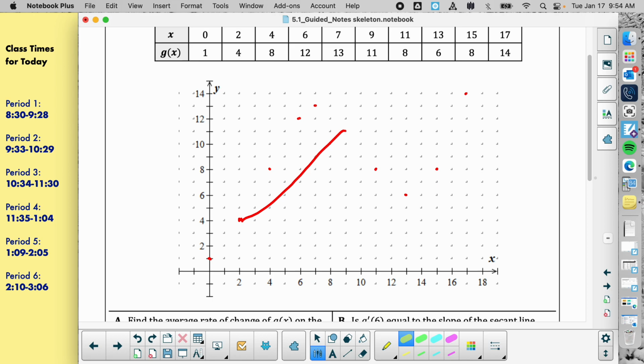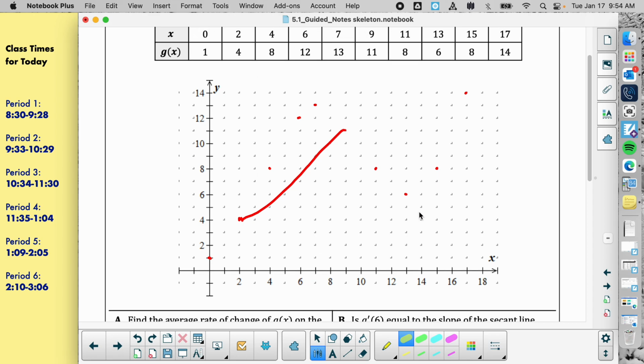Did you just take these 2 points and then these 2 points and do 11 minus 4? Yes. Okay, that's the part that I was waiting to hear. So the average rate of change would be 11 minus 4 over 9 minus 2. Okay, nice.